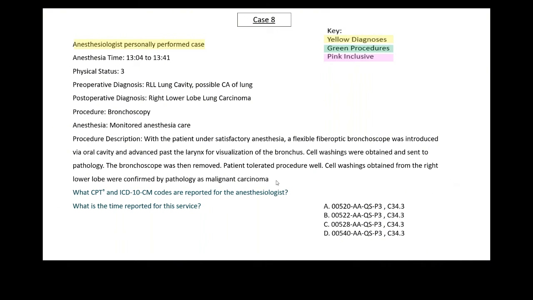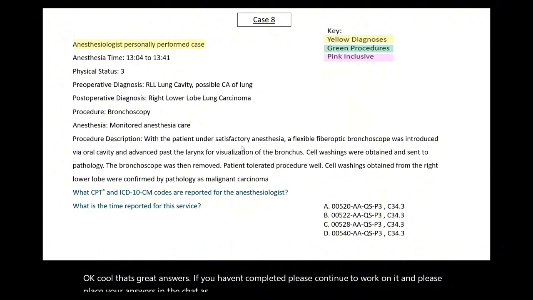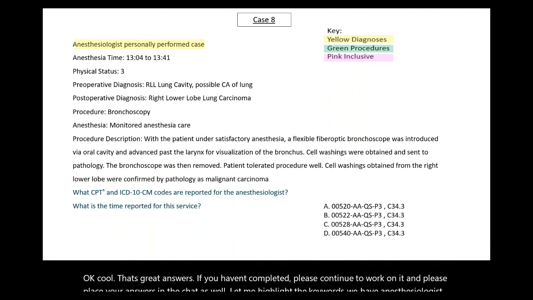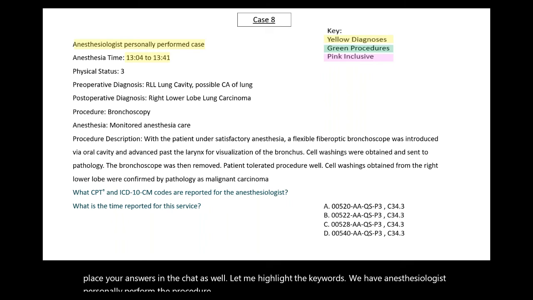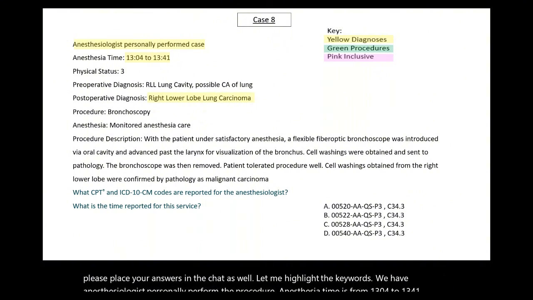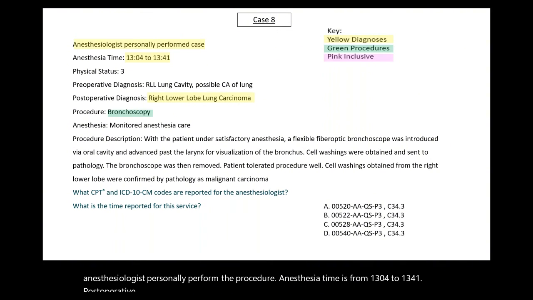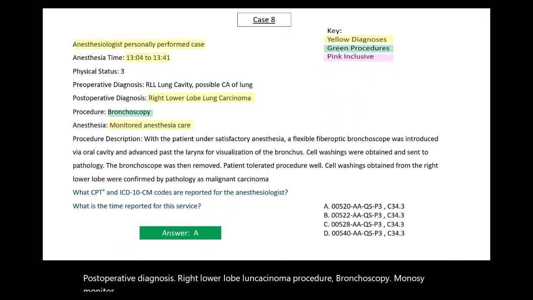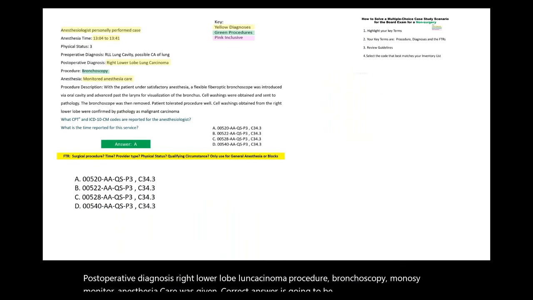Okay, coders, great answers. If you haven't completed, please continue to work on it, and please place your answers in the chat as well. Let me highlight the keywords. We have the anesthesiologist personally performing the procedure. Anesthesia time is from 1304 to 1341. Postoperative diagnosis, right lower lobe lung carcinoma. Procedure, bronchoscopy. Monitored anesthesia care was given. The correct answer is going to be option A.